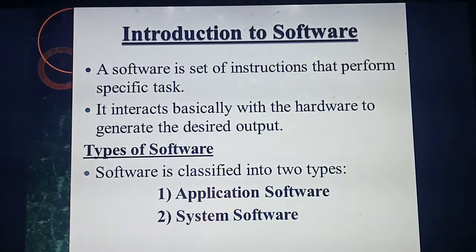Okay, so how many types of software are there? Two types of software are there. Software is classified into two types. Important two-mark question. So what are the two types? Application software and system software.